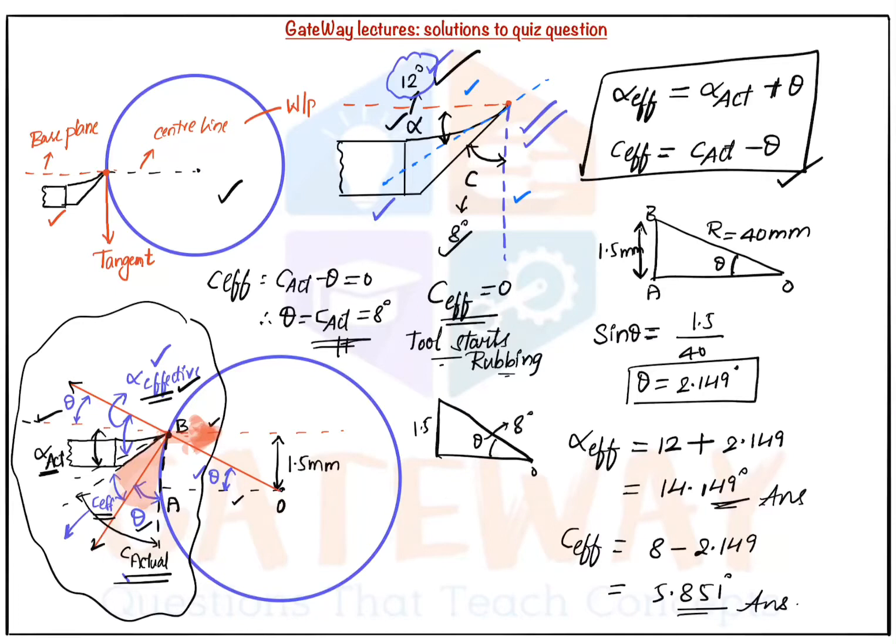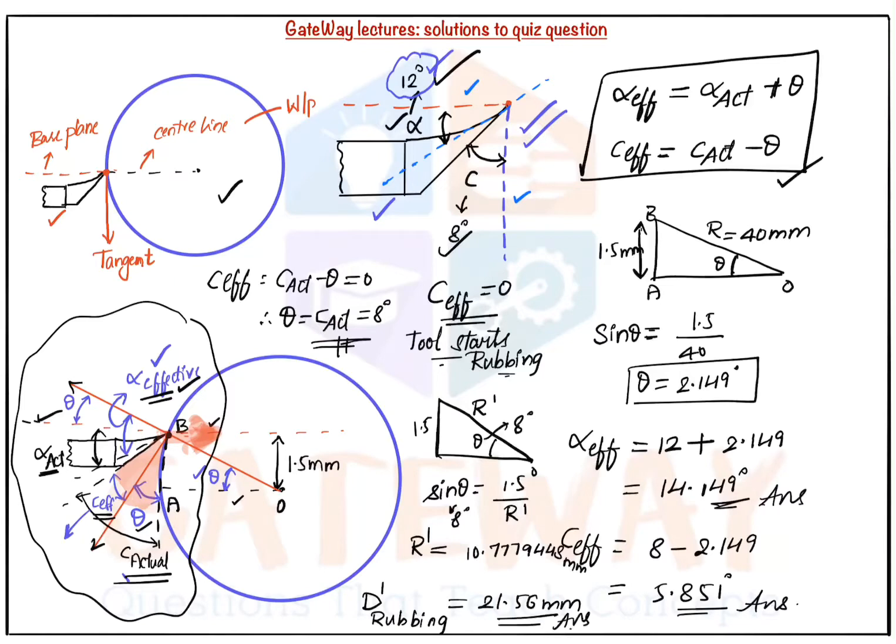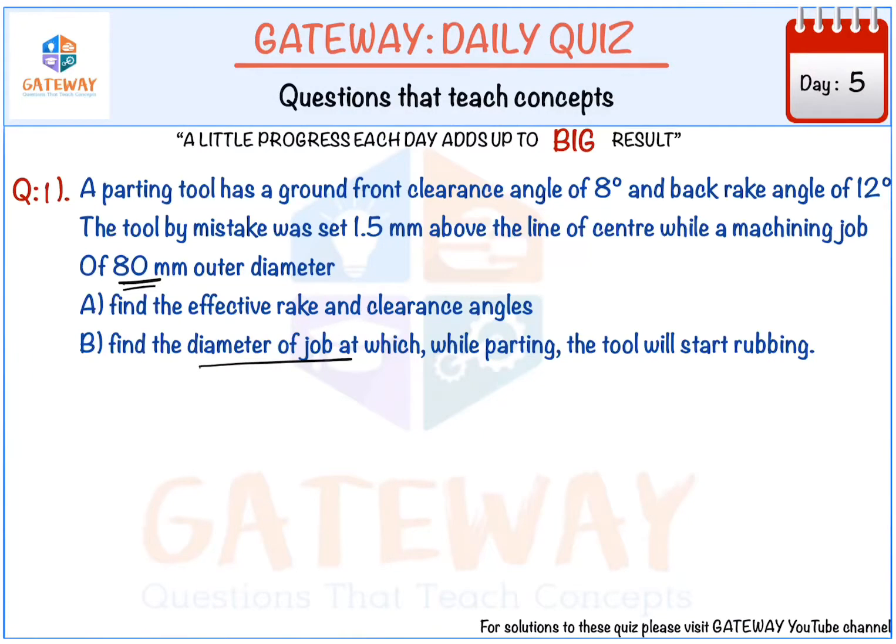So we'll place the angle theta as 8 degrees. And here we'll calculate the new R dash. That is nothing but the radius at which the tool starts rubbing. Again, we'll apply sine theta is equal to 1.5 upon R dash. Theta is 8 degrees, substitute that, we will get the value of R dash as 10.7779448 mm, and then the new diameter of rubbing will be 21.56 mm. This is our answer for the rubbing diameter, nothing but the diameter of the jaw at which, while parting, the tool starts rubbing. Okay. The first question was finished.